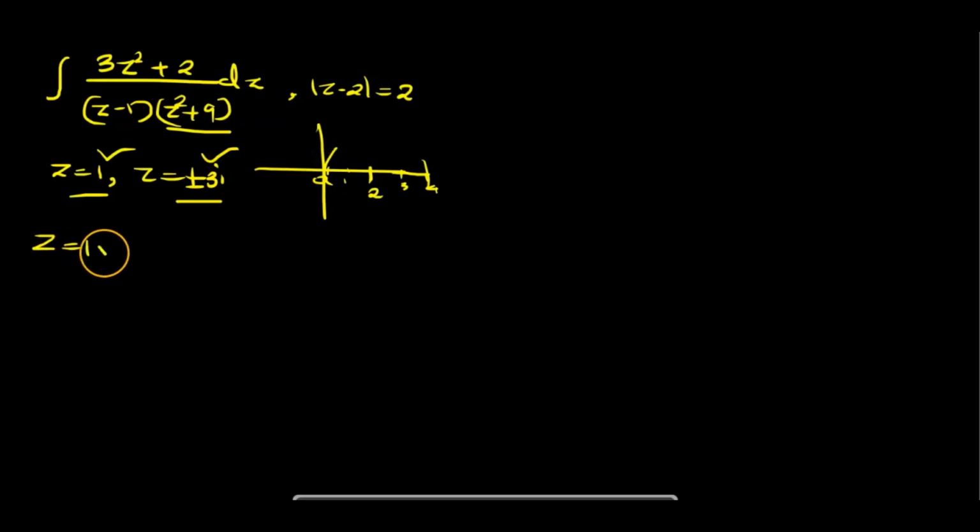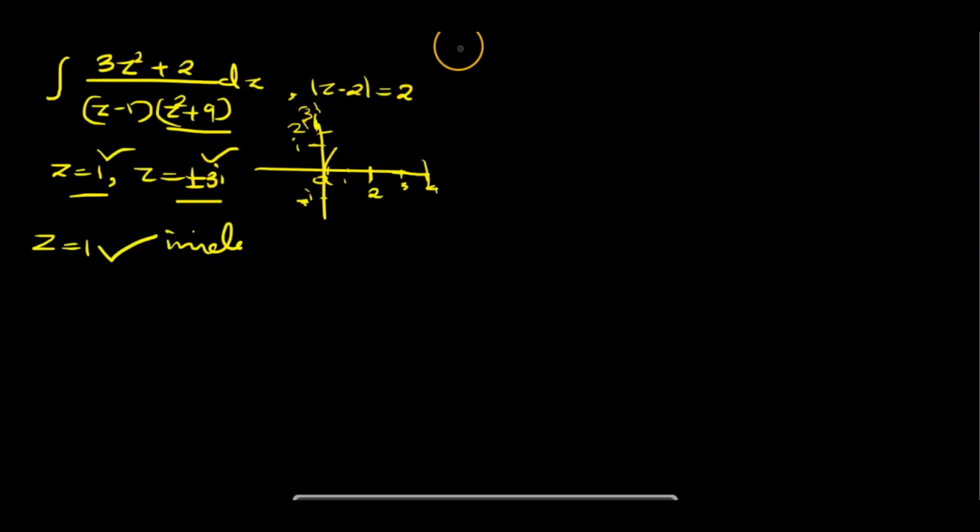Now, check whether they are inside the circle or not. Clearly z equal to 1 is inside the circle, and z is equal to plus or minus 3i. Here are i, 2i, 3i, also minus i, minus 2i, minus 3i.